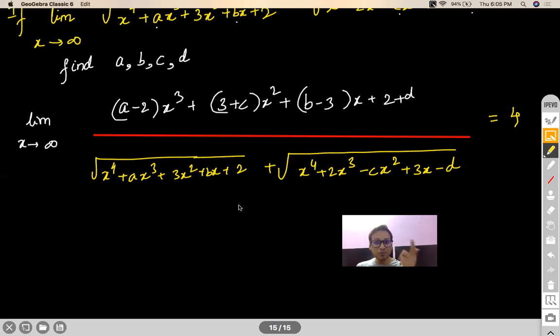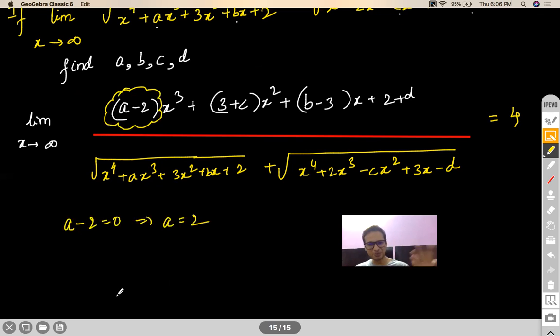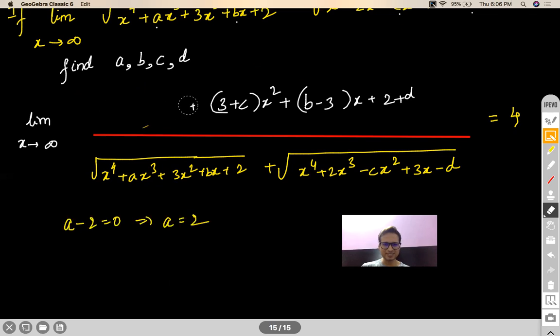What does it mean? It means your numerator should have been actually a degree 2 term. If your numerator is a degree 2 term, that means this coefficient should have been 0. So a minus 2 should have been 0. So a should have been 2. Most of you have got this answer. Very good. Now, if this term is gone, that means this term is no more existing for us. That means my highest effective power of numerator and denominator is x to the power 2.